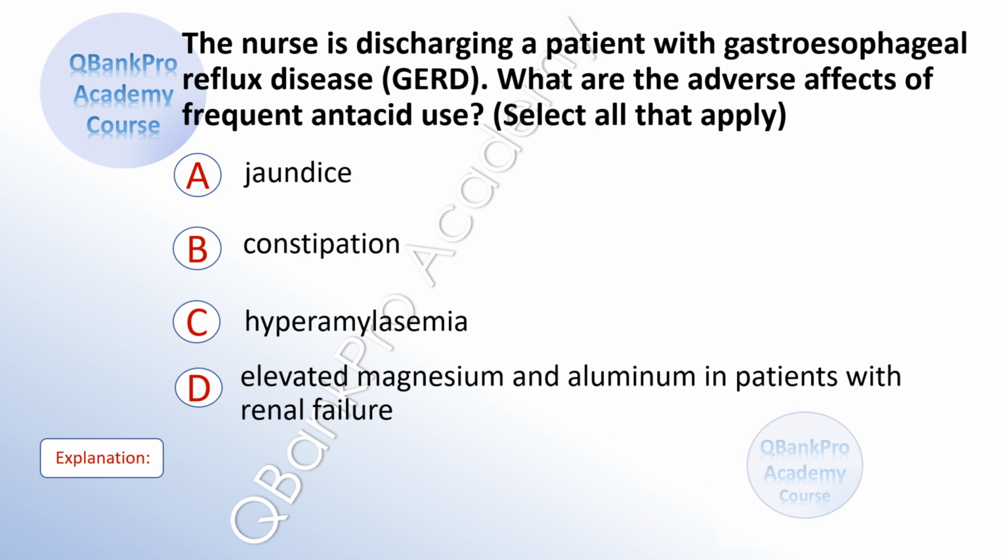The nurse is discharging a patient with gastroesophageal reflux disease. What are the adverse effects of frequent antacid use? Select all that apply. A. Jaundice. B. Constipation. C. Hyperamylemia. D. Elevated magnesium and aluminum in patients with renal failure.